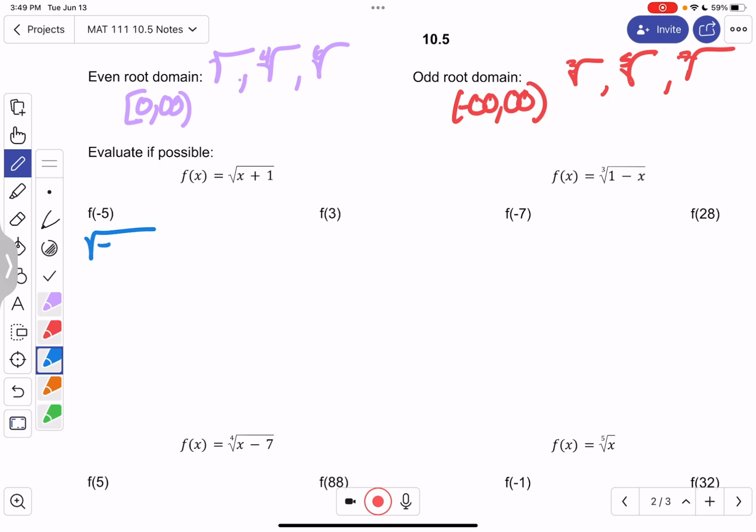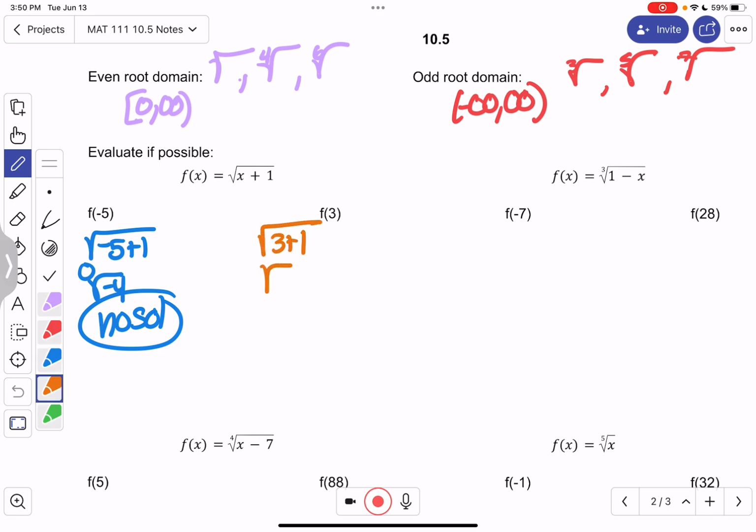So we would do -5 plus 1. -5 plus 1 is -4. There's no solution because you can't take the even root of a negative. Plug in the 3. 3 plus 1 is 4. Square root of 4 is 2.